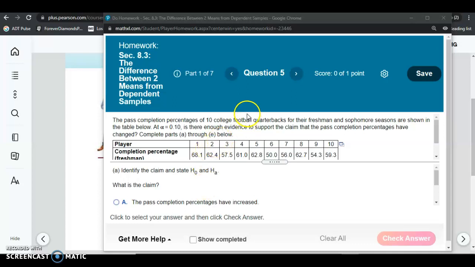Okay, so let's go look at one more problem from section 8.3. And this is problem 5 in the homework. It says the pass completion percentages of 10 college football quarterbacks for their freshman and sophomore seasons are shown in the table below. So at a significance level of 0.10, is there enough evidence to support the claim that the pass completion percentages have changed? Okay, and we're going to complete parts A through E below.